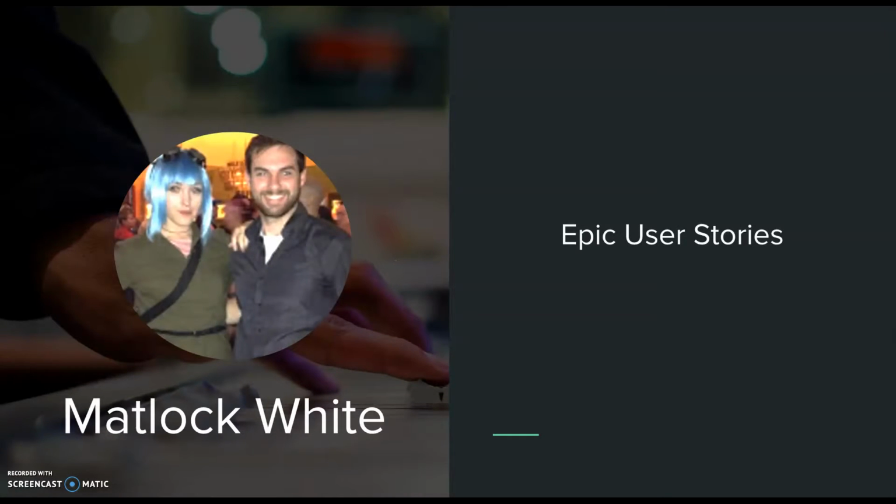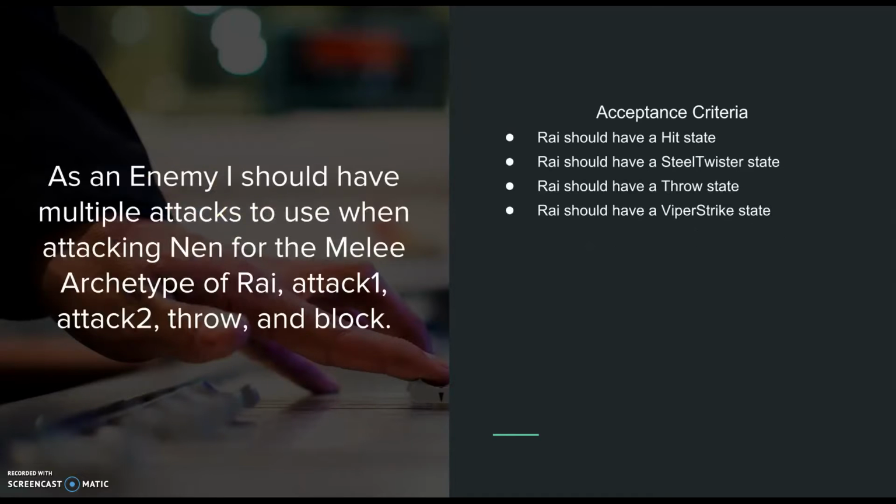Hello, my name is Matlock White, and today I'm going to be walking you through the child user stories of our enemy archetype named Rai for Sprint 1. Now, Rai should have 4 different state criteria for this match. He should have a hit state, Steel Twister, throw state, and Viper Strike, as well as a movement state.